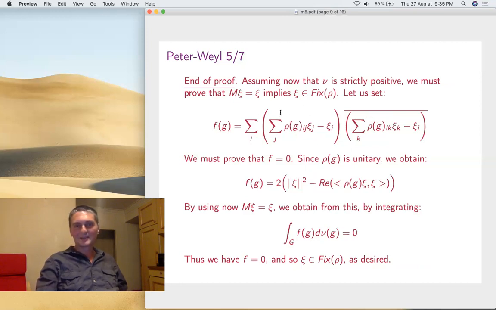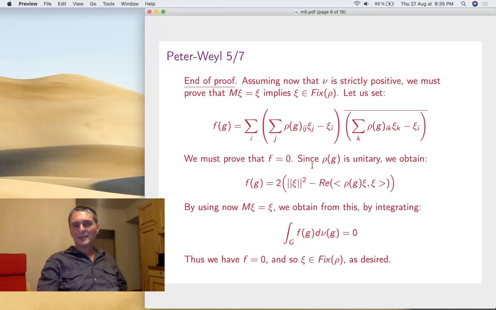We want to prove that this thing vanishes. Being a fixed vector means that these guys vanish. So just put them all together in a big thing. The sum of all the guys we're interested in times their conjugates. So if we're able to prove that this function is 0, we're done, okay? And how to prove that it's 0? Well, you just compute this thing and you get something like this, very simple.